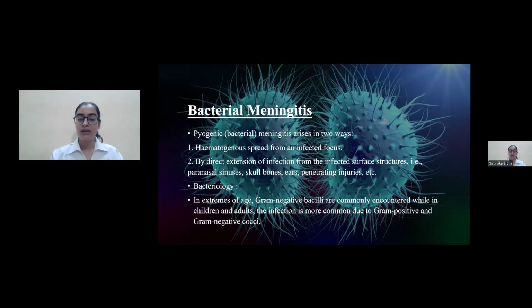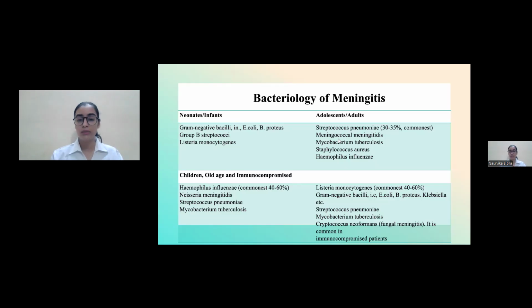The bacteriology behind it is that in the extremes of age, the gram-negative bacilli are commonly encountered, while in children and adults, the infection is more common due to gram-positive and negative cocci. So always remember that the bacilli are seen in the older ages and the cocci, gram negative as well as positive, are seen in children and adults. Now here's a table showing which type of bacteria infects what age group.